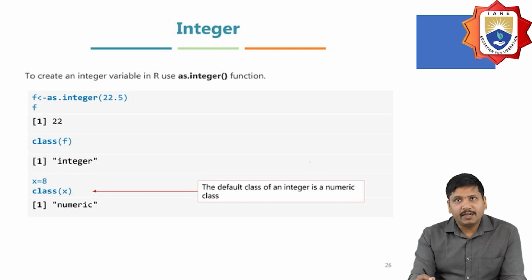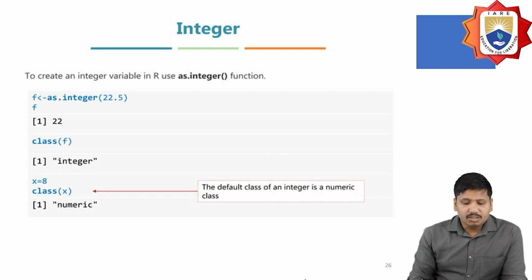And next, to create an integer variable in R, I'm going to use the integer function. By default it is numeric only, and if I want to convert to integer, then I have to use the integer function.